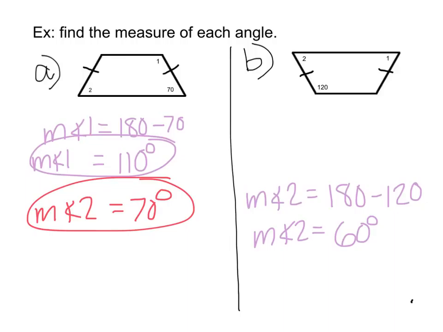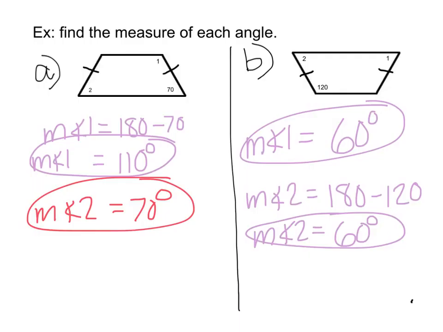Now, we can easily find the measure of angle 1 because the two base angles are the same measure in an isosceles trapezoid. So therefore, the measure of angle 1 is also 60 degrees. They are both 60 degrees. This concludes our trapezoids that we're going to talk about for today.